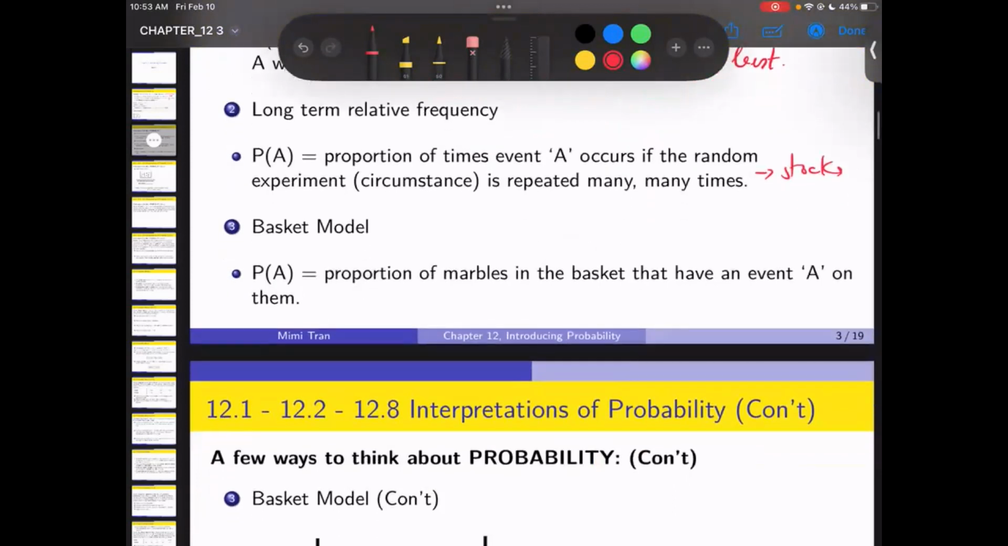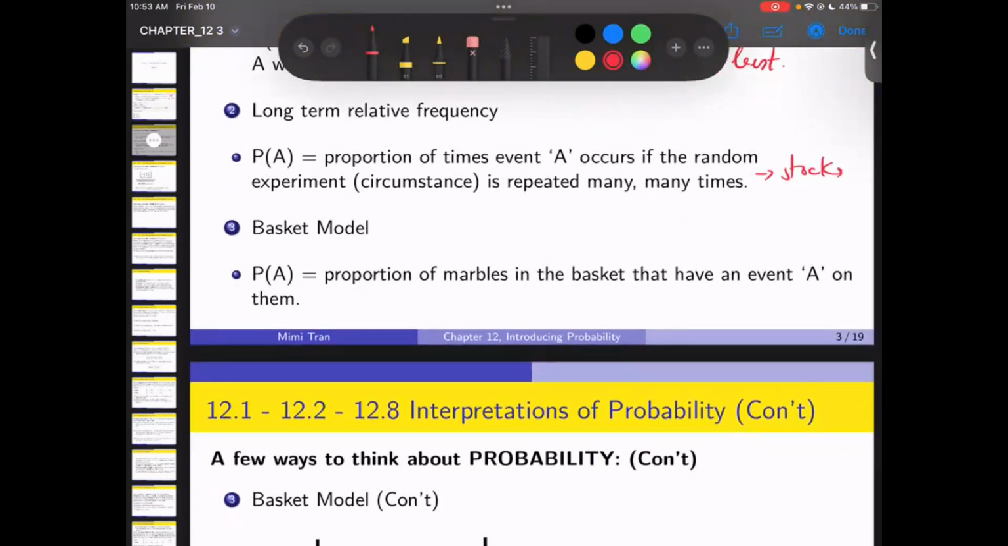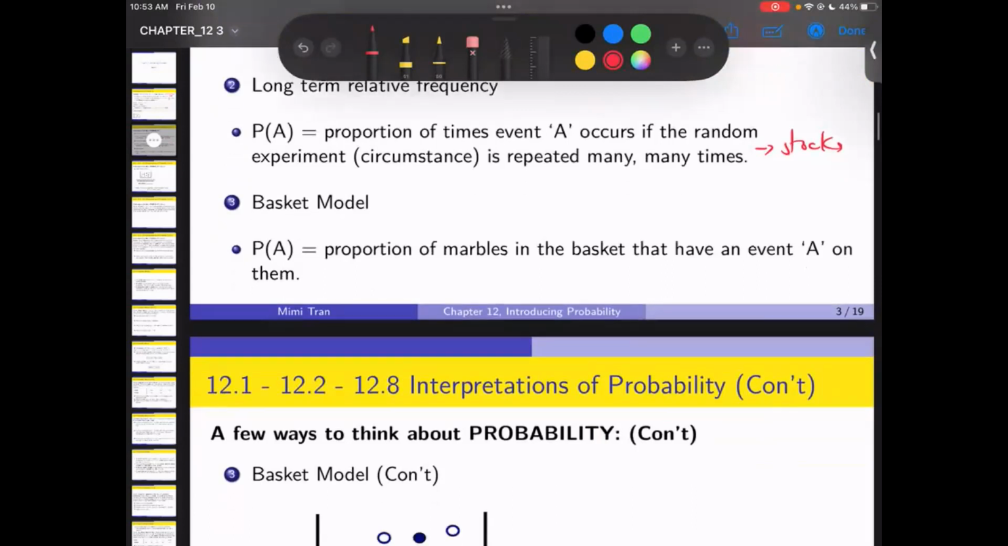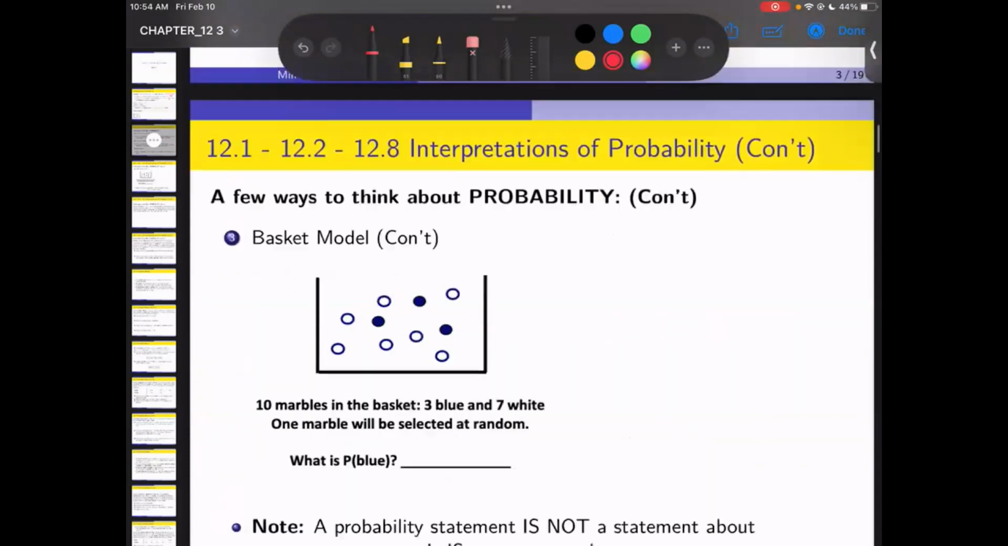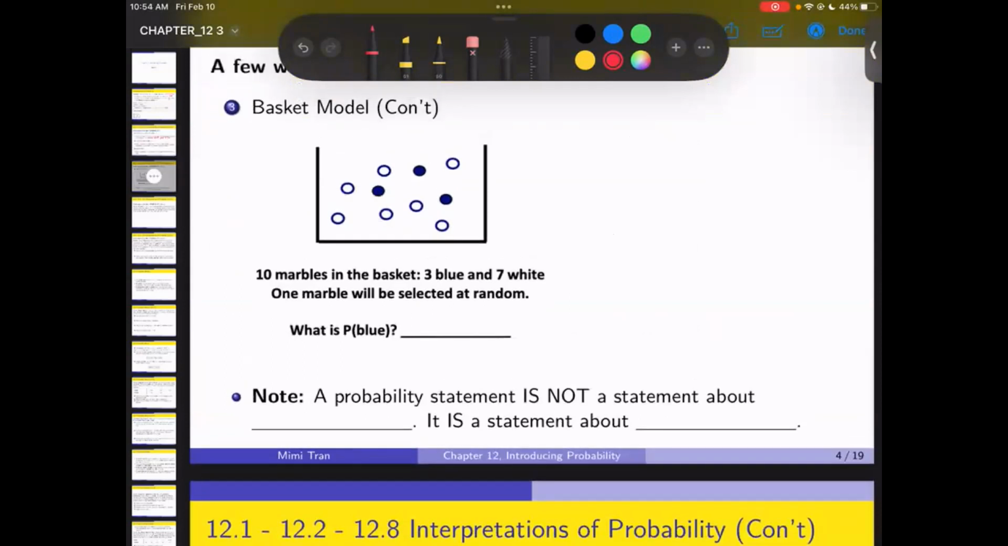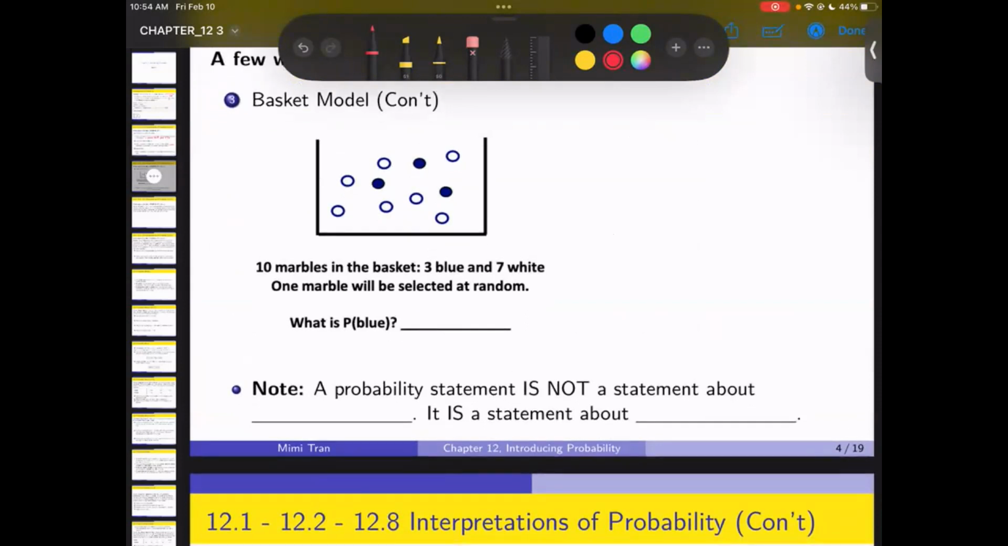For this class, we're going to focus on the baskets model. What is a baskets model? The probability of A is the proportion of marbles in the basket that have an event A on them. For example, say I have 10 marbles in my basket. 3 of them are blue, 7 of them are white. If I randomly select a marble, what is the probability I'm going to select a blue marble?